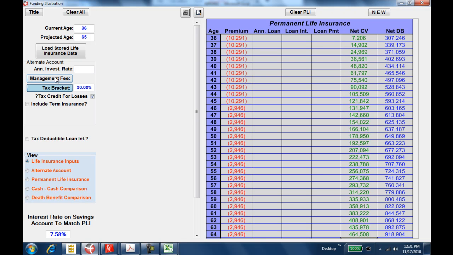Even though you have no-load funds, most mutual funds have fees, have loads, etc., or else these multi-billion-dollar corporations would not be in business. That's how they make their money. They charge fees based on how much money they have under management.